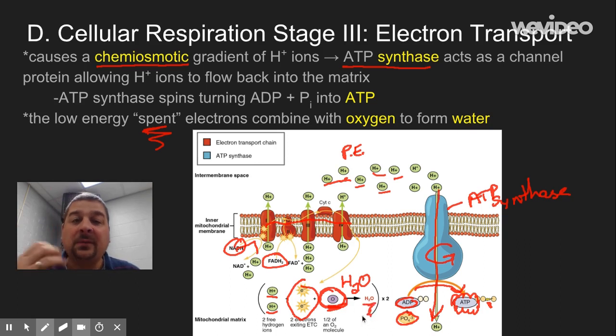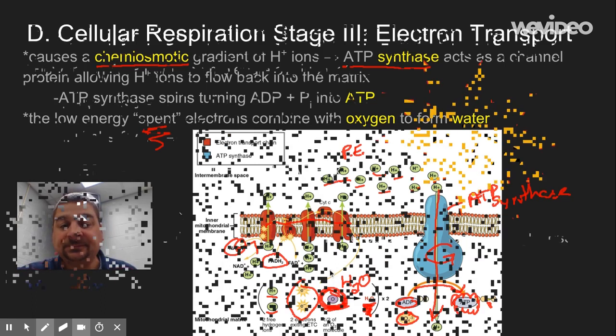If you remember the formula for cellular respiration, CO2 and water are the waste products that are given off. So that's why we need to breathe. We need this oxygen here at the end of the electron transport chain to accept those electrons.